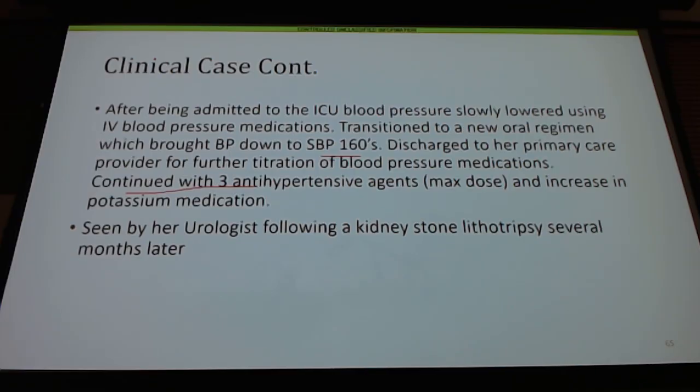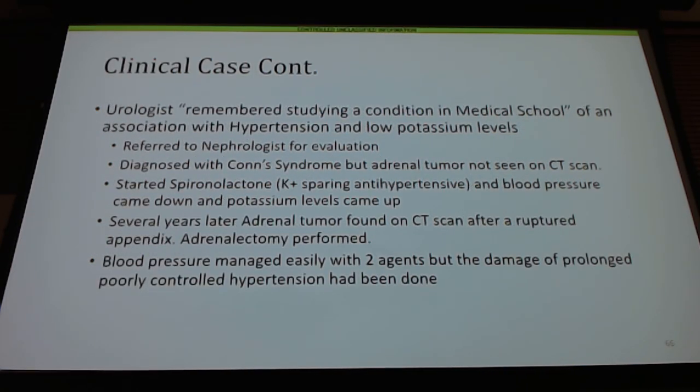She continued with 3 antihypertensive agents and still taking the high potassium. But she saw her urologist because she had a history of kidney stones that had required a lithotripsy. And her urologist said, I remember in medical school talking about a disease similar to this. Let me consult my textbooks. Well, it turns out she had a secondary form of hypertension called Conn syndrome, which leads to an elevated secretion of aldosterone inappropriately that caused this, and ultimately ended up having surgery to remove the tumor on her adrenal gland, and her blood pressure became easier to control.